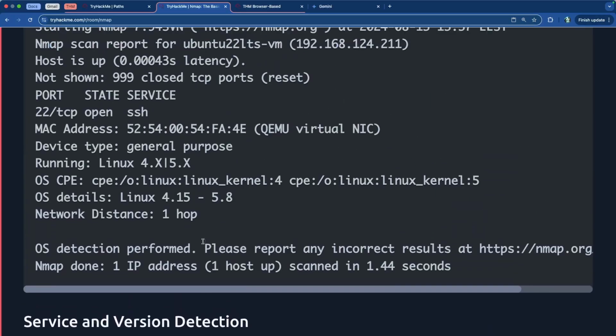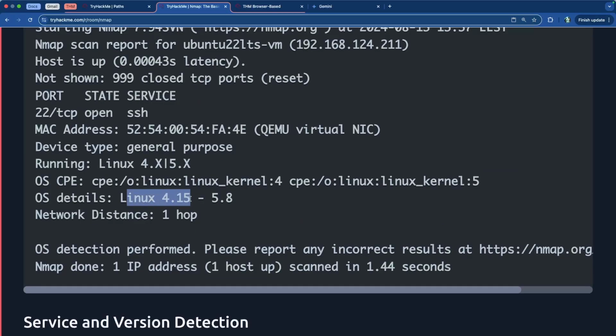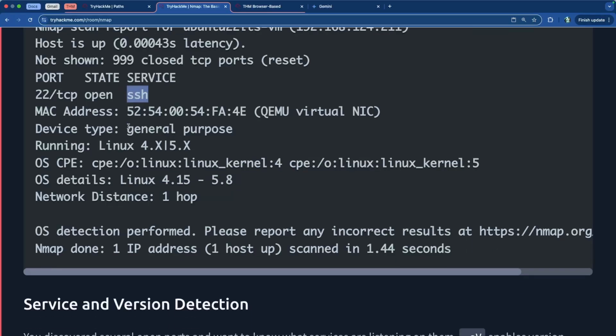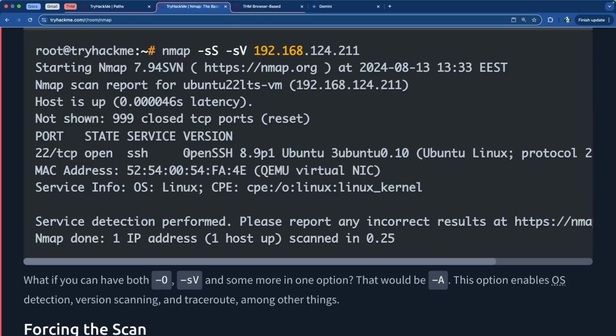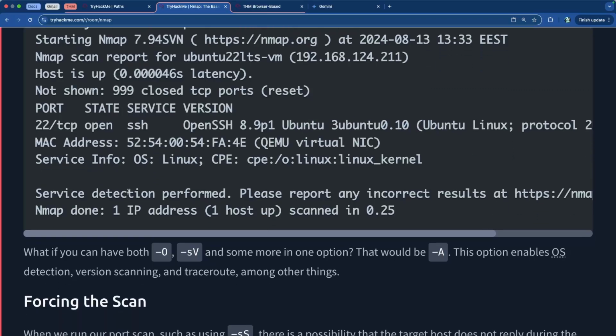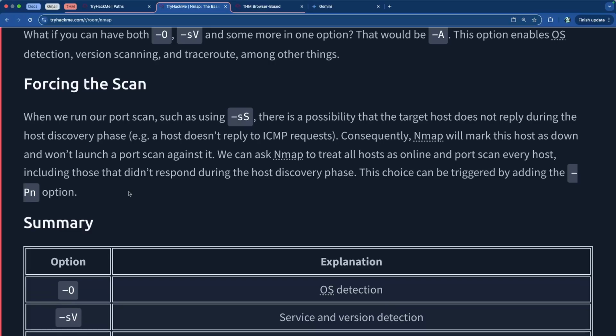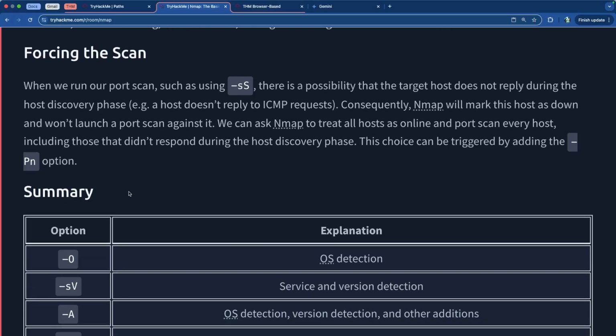So notice that on this one, it gave you more on the actual Linux version that you have over here, as well as the Linux kernel, but there was nothing that had to do with what version of SSH was running over there. On this one, you actually get to see the version of SSH that's running, and then Ubuntu, so on and so forth, and it gives you Linux, but it doesn't give you anything about the Linux version or the kernel. If you wanted to force the scan, this is one of those interesting things.